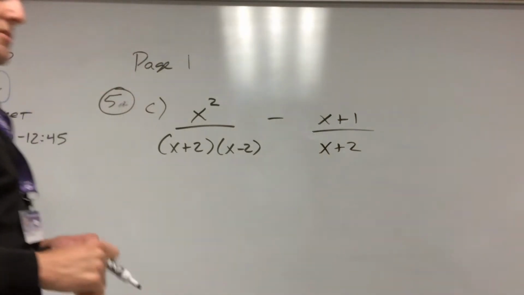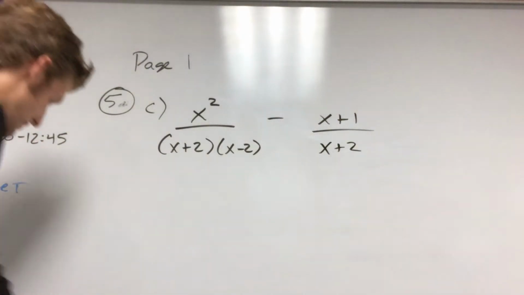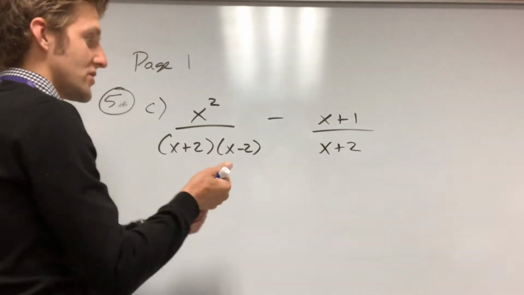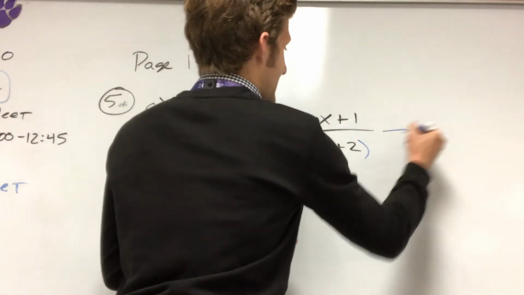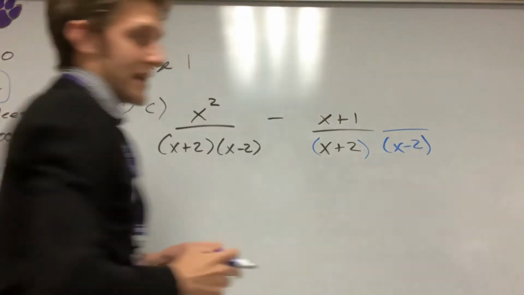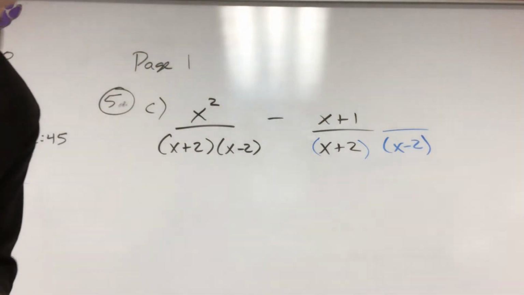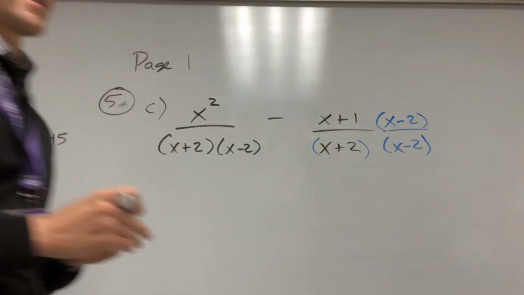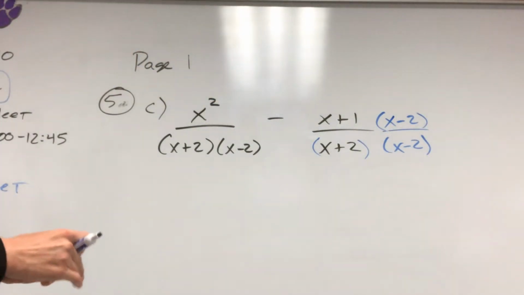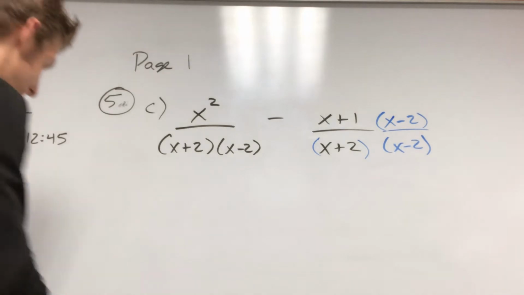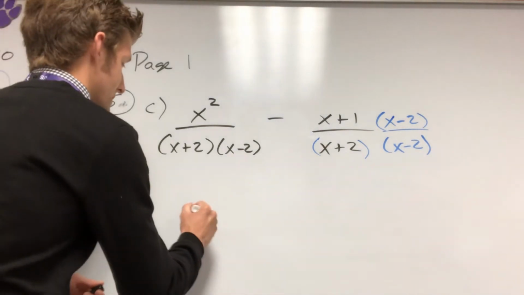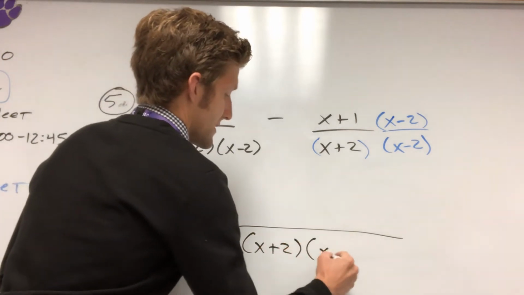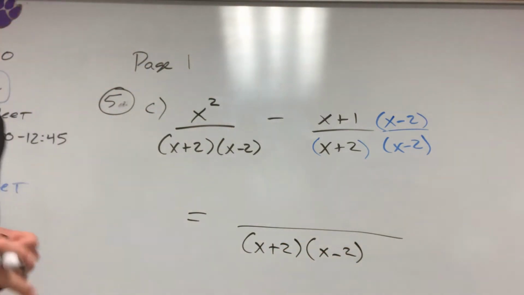In order to add or subtract fractions, I need the same denominator. Notice that I have x plus 2 and x plus 2. This has an x minus 2, so that is what I'm going to attach to that denominator. Now, if I multiply the bottom by x minus 2, I've got to multiply the top by x minus 2. This is great. I now have a common denominator: x plus 2, x minus 2.